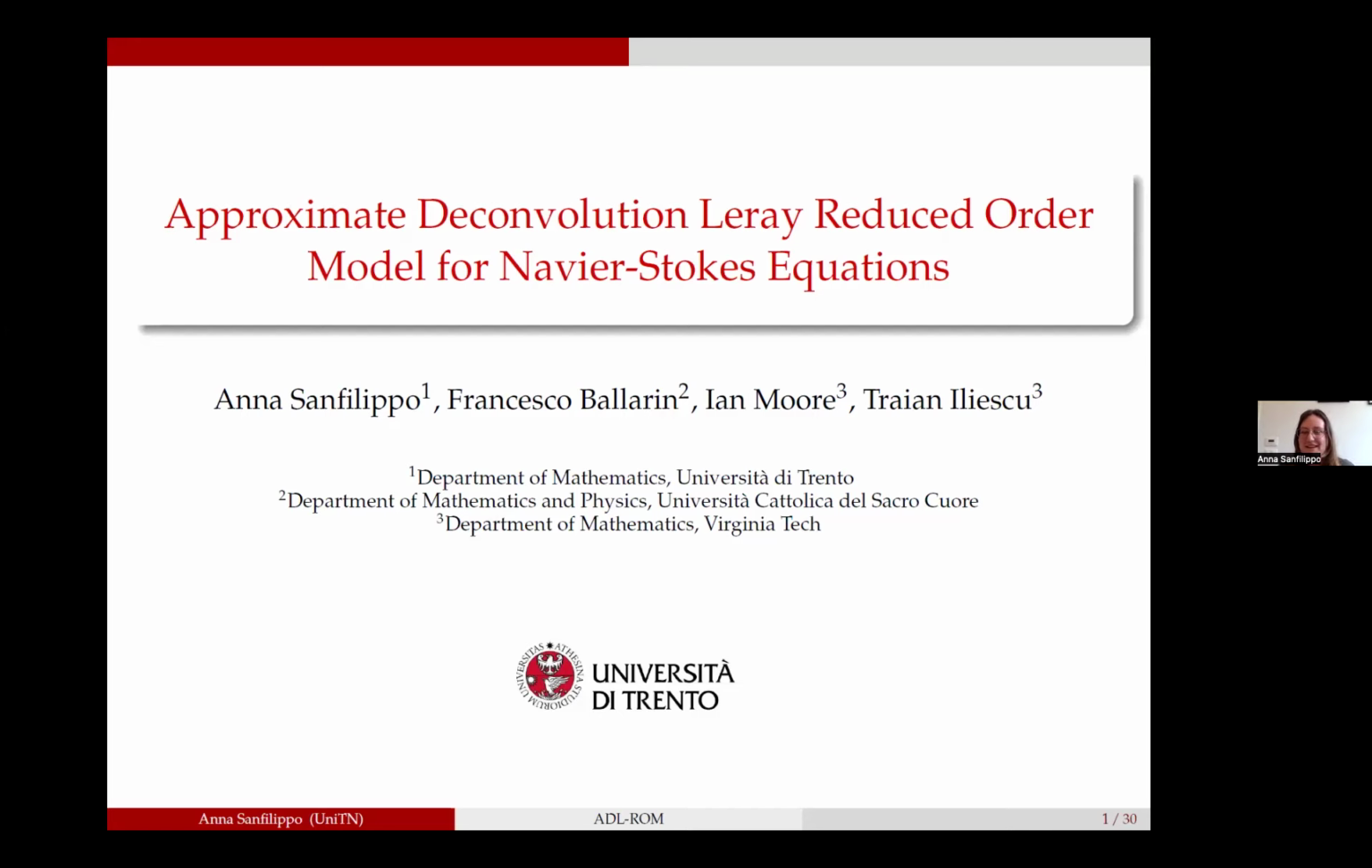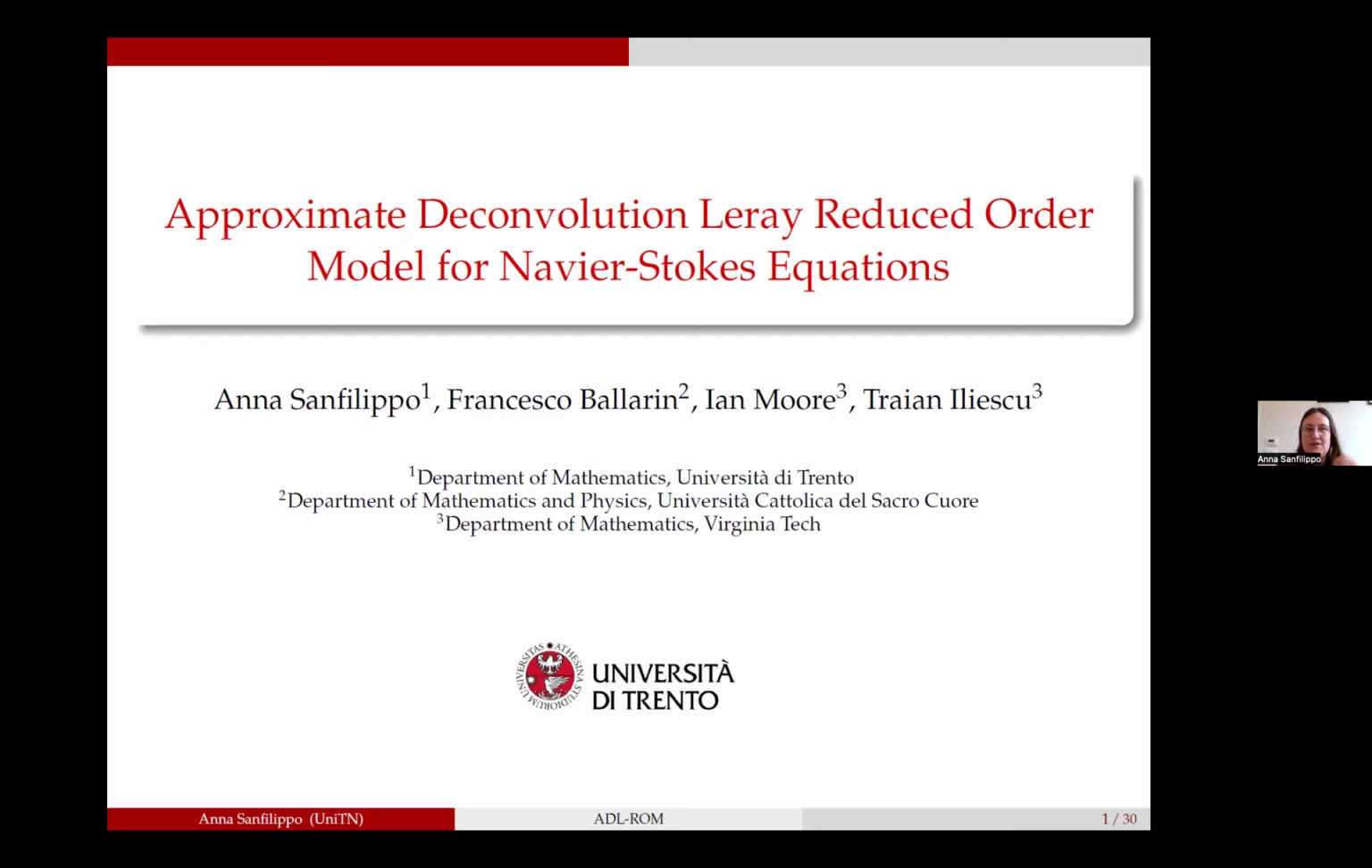Thank you for the kind presentation and for inviting me here today. Today I will talk about approximate deconvolution Leray reduced order model for Navier-Stokes equations. That is a new regularized ROM that I developed with my PhD supervisor, Francesco Ballarin, from Università Cattolica del Sacro Cuore, and Ian Moore, a PhD student from Virginia Tech, and his PhD supervisor, Traian Iliescu, also from Virginia Tech.